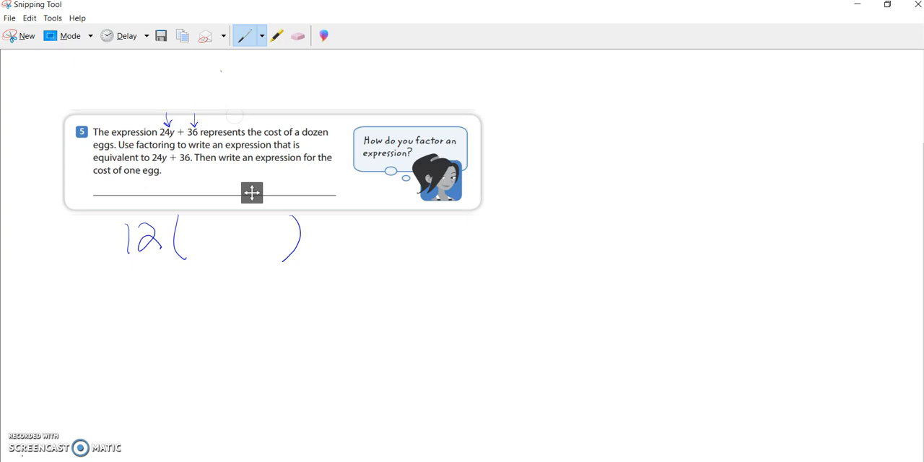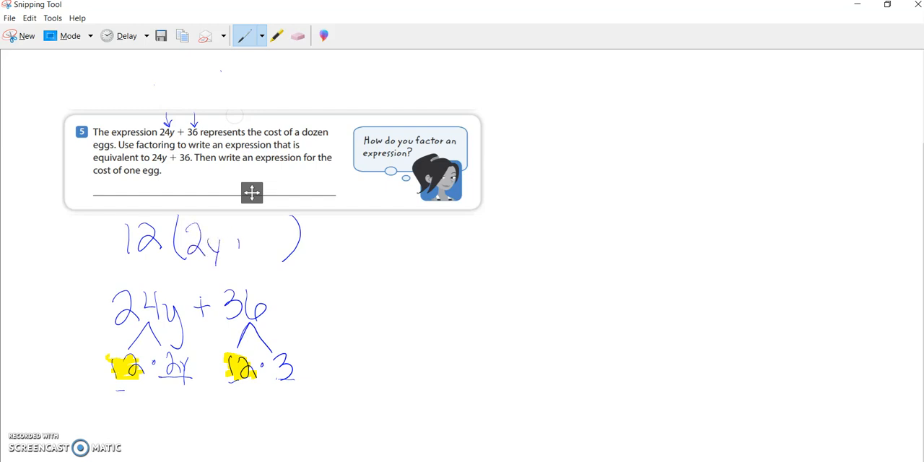So I'm going to think about it like this. If I look at the original expression, 24y plus 36, I can use a factor tree to remember that 12 times 2 is 24, and 12 times 3 is 36. Now I have the common factor of 12, and I can see that. So if I remove the common factor of 12, I would be left with 2y over here and just 3. So that would leave you with 2y plus 3. So if that's the case, see if you can decide what's the cost for one egg.